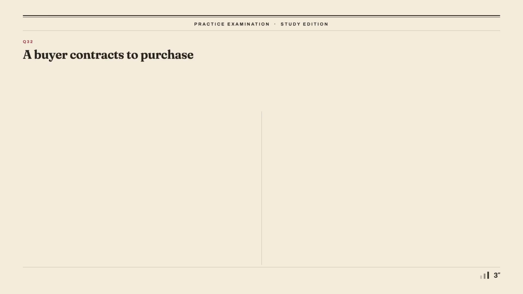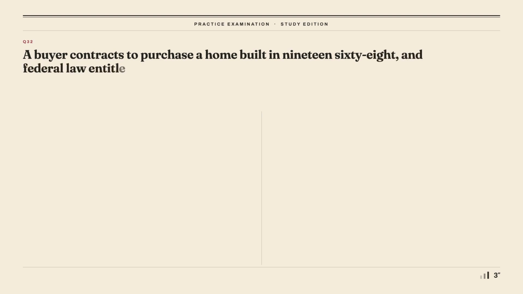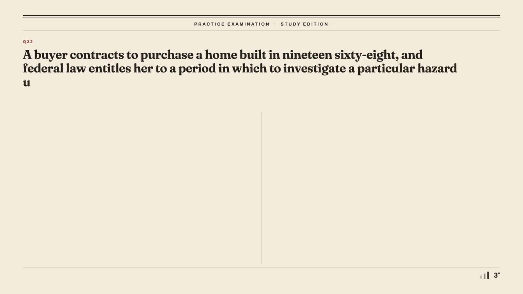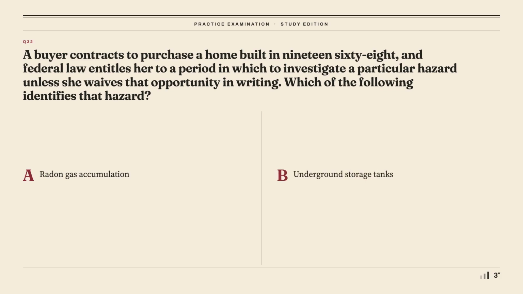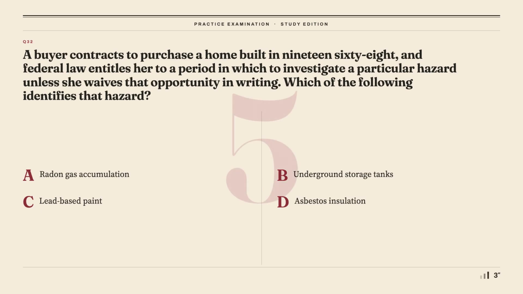Question 32. A buyer contracts to purchase a home built in 1968, and federal law entitles her to a period in which to investigate a particular hazard unless she waives that opportunity in writing. Which of the following identifies that hazard? Your options are: A. Radon gas accumulation. B. Underground storage tanks. C. Lead-based paint. D. Asbestos insulation. Got a guess? Lock it in.